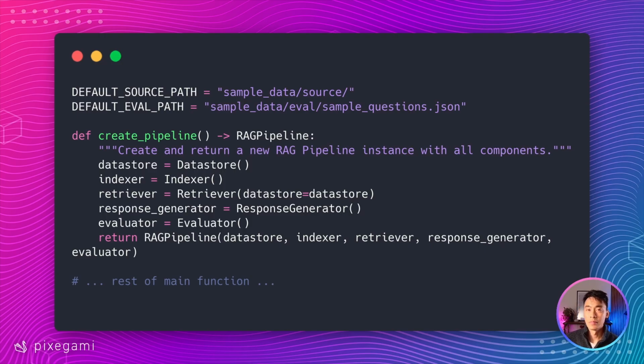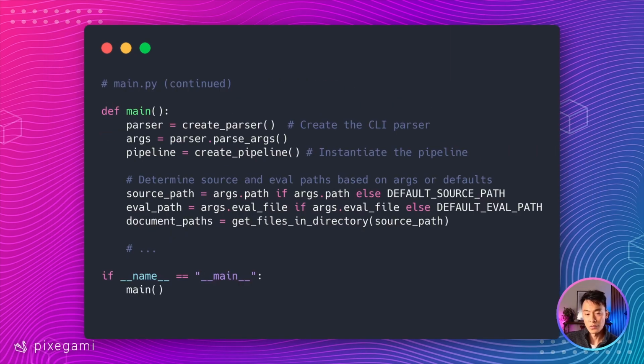Finally, we'll need a main entry point for the script. So that's just going to live in the main.py file. This file will use the parser we just created. It will also instantiate the RAG pipeline with each of our actual component implementations, and then it will call the right pipeline methods based on the command we give it. And finally, the main function just wraps it all together.